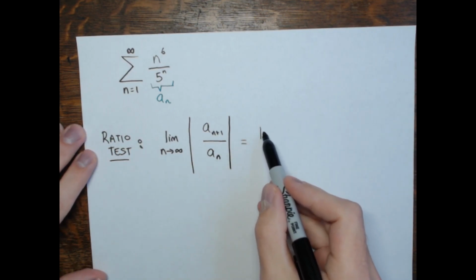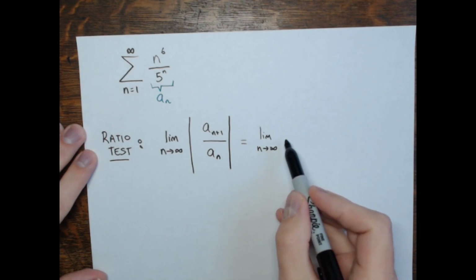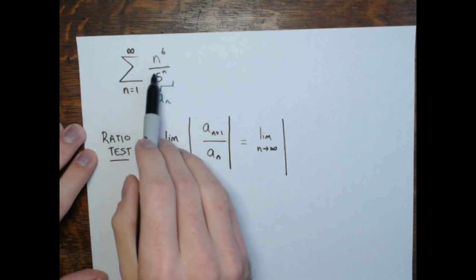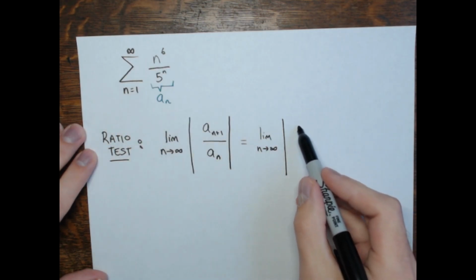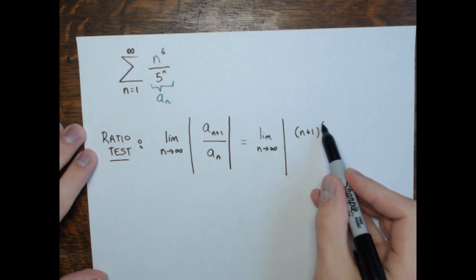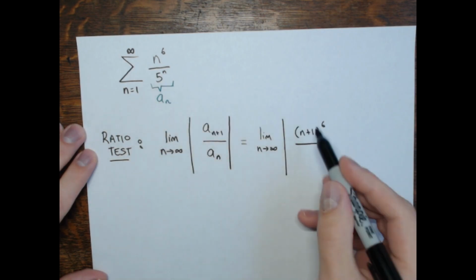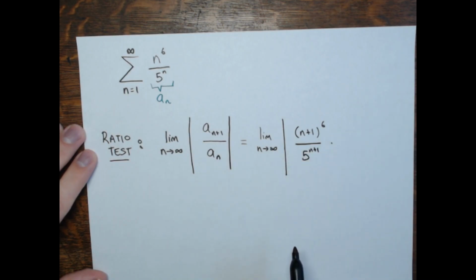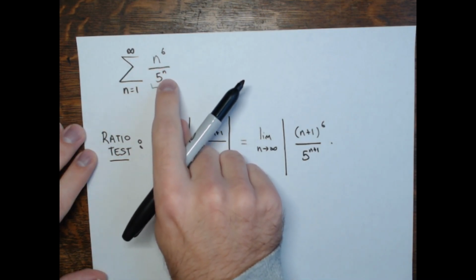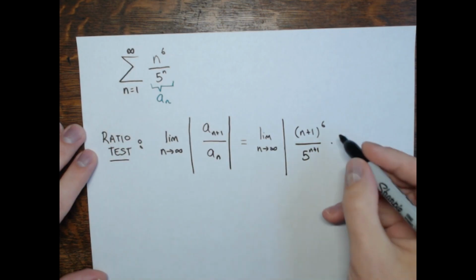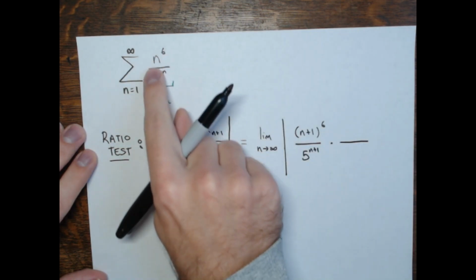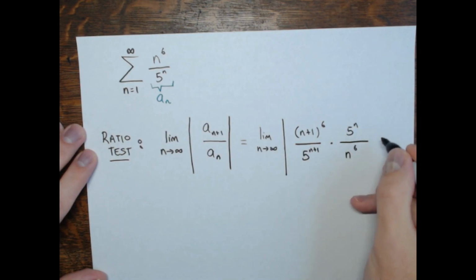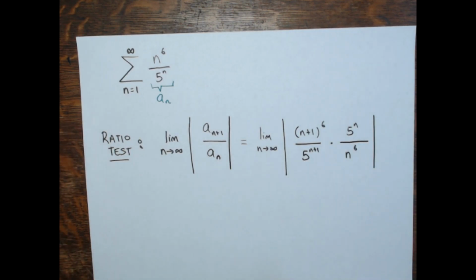So this would be the limit as n goes to infinity of the absolute value. First I replace all the n's in here with the quantity n plus 1. So that'd be n plus 1 to the 6th divided by 5 to the n plus 1. And then just like the last example, instead of dividing by a sub n, instead of dividing by this fraction, I'm going to multiply by the reciprocal. So times the reciprocal of these, which would be 5 to the n in the numerator now, divided by n to the 6th in the denominator.